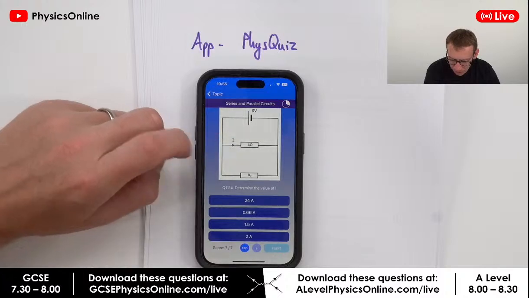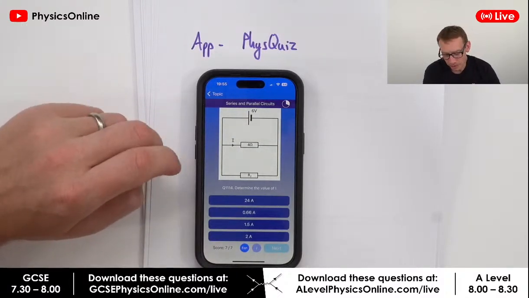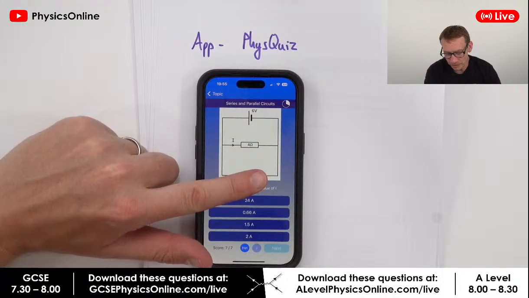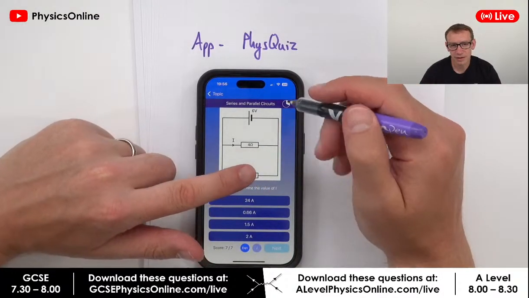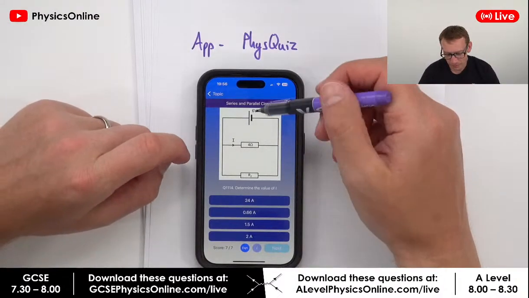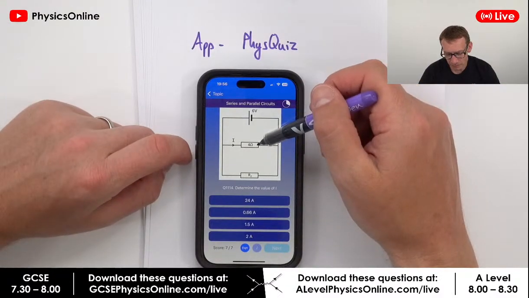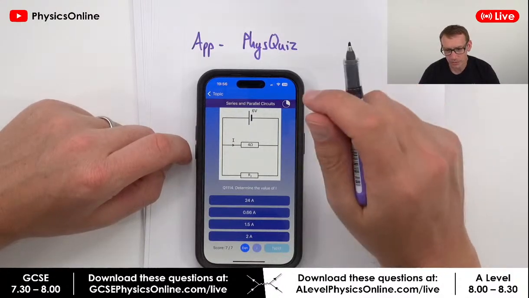Determine the value of the current I. So what would be the value of I? Well, we've got a parallel circuit. To be honest, we can ignore the bit at the bottom. We know we've got 6 volts across a 4 ohm resistor, and V equals IR, so I equals V over R. So that would be 6 over 4, which would be 3 over 2, so that would be 1.5.